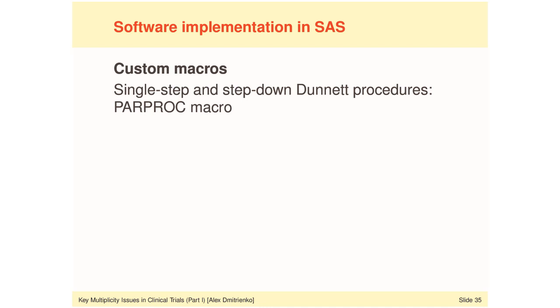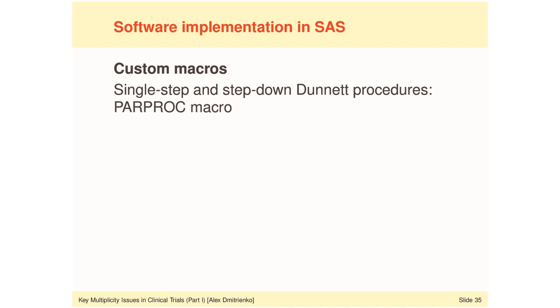And although the single-step Dunnett adjustment is included in several SAS stat procedures, for example, Proc Mixed, there is really no standalone implementation of the single-step and step-down Dunnett procedures. And this is where the Paraproc macro comes in. Paraproc stands for parametric procedures, and this macro computes adjusted p-values for the single-step and step-down Dunnett procedures.